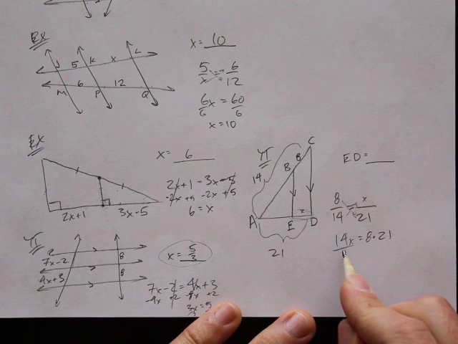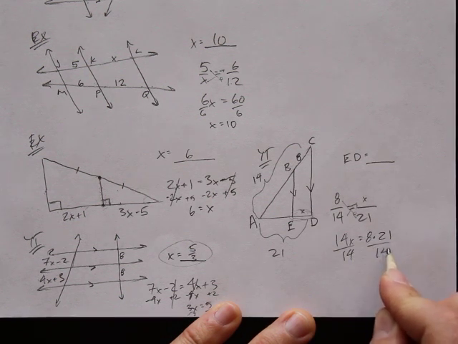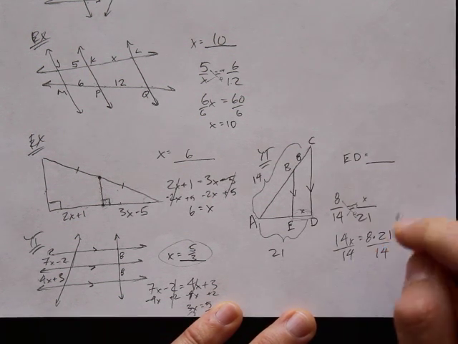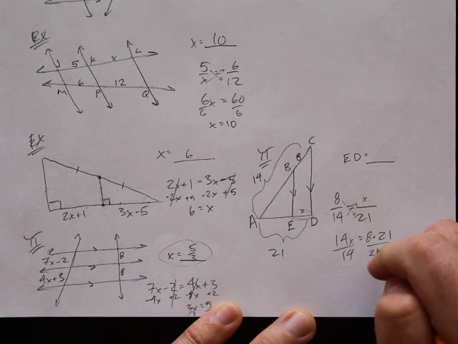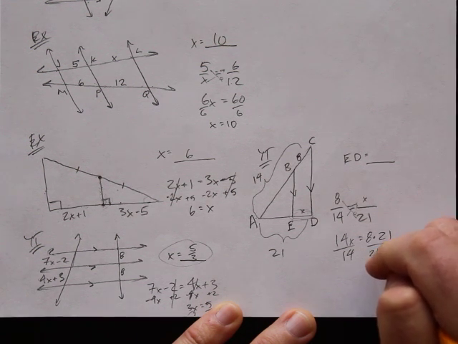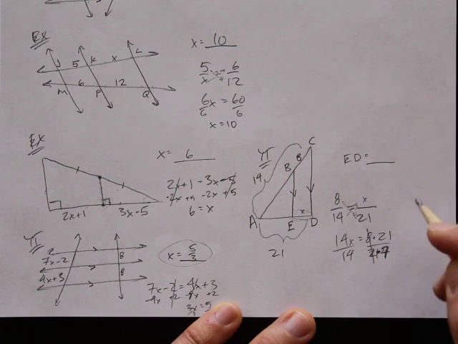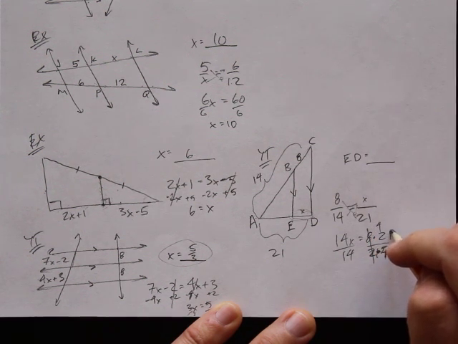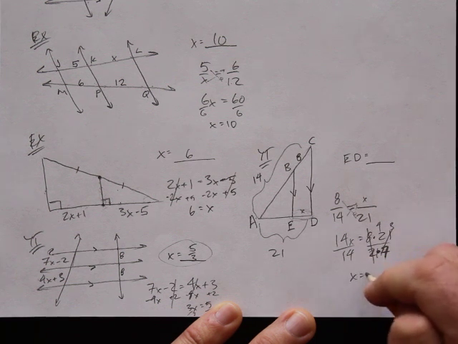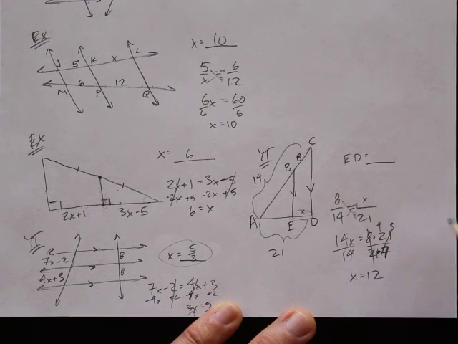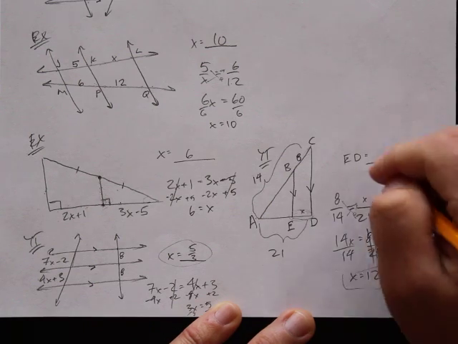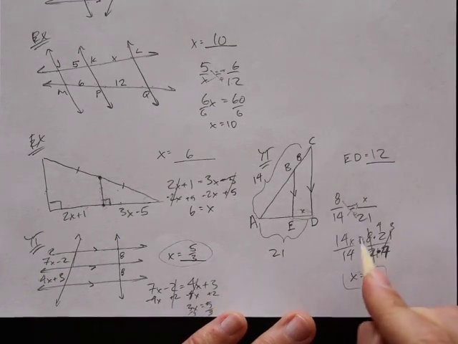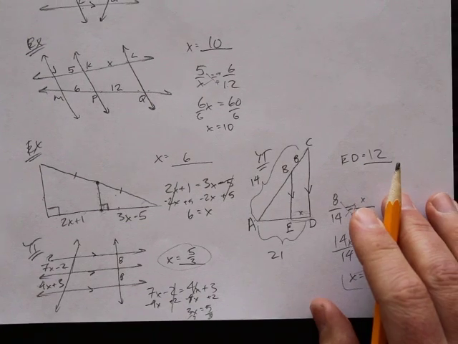And then if I'm going to divide both sides by 14, this is how I do it without a calculator. 14 is 2 times 7, right? And then 8 divided by 2 is 4. 21 divided by 7 is 3. So x equals 4 times 3, which is 12. If you put all that in your calculator, you should still get 12. Either way, it's fine.